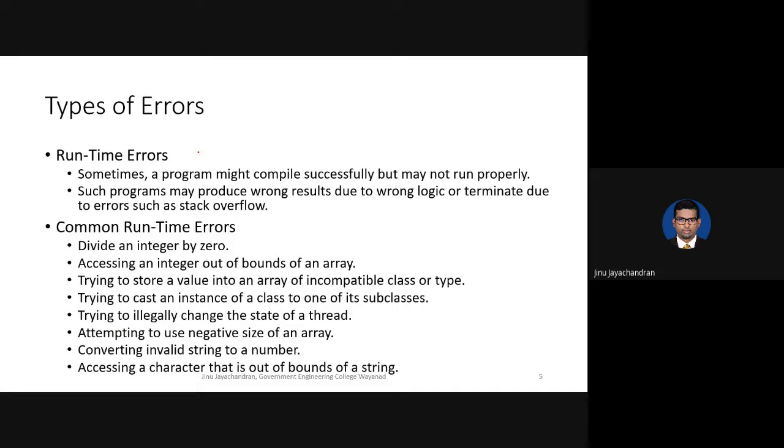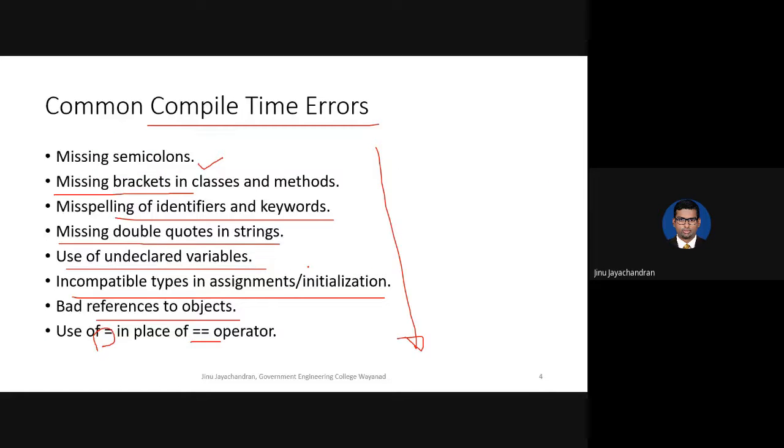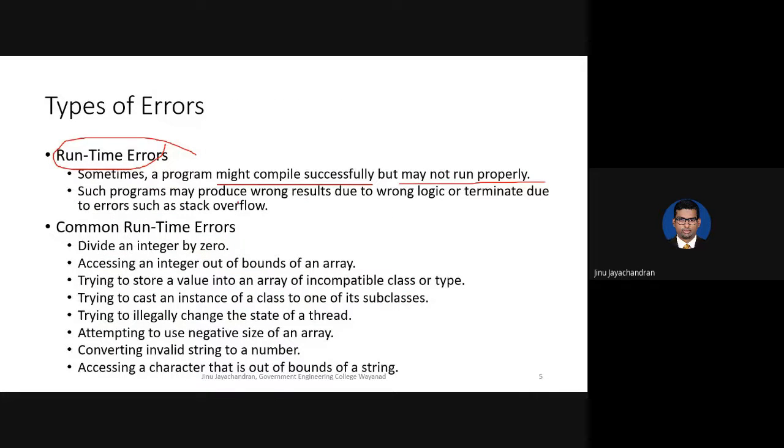There is another type of error called runtime errors. The program will compile successfully, but it will not run properly. For example, your program might be to print the values from 1 to 10, but instead it prints the values from 2 to 9. That's a runtime error. These programs will produce wrong results due to wrong logic or terminate due to errors such as stack overflow. These are all possible runtime errors.